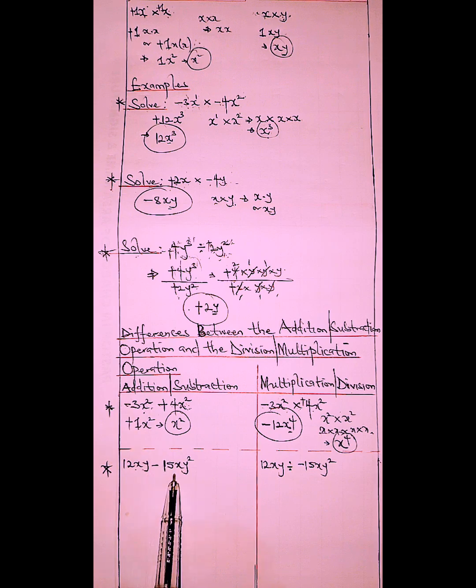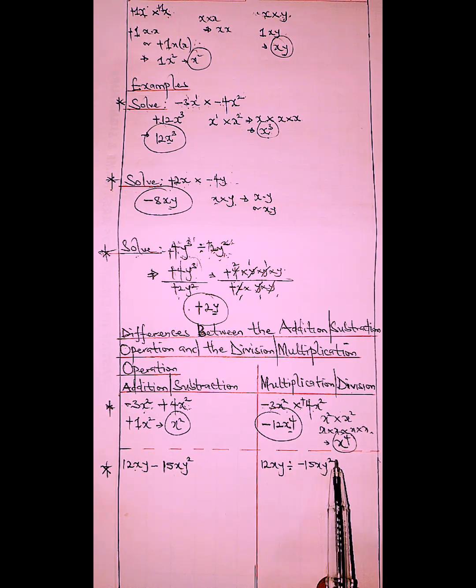Okay, here's another question, just to help us know the big difference between them. So that's 12xy minus 15xy raised to power 2. That's for the very first session under addition and subtraction. While here is 12xy divided by minus 15xy raised to power 2. So let's see the conspicuous difference between the two of them.